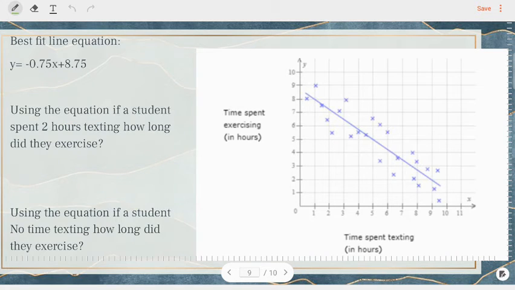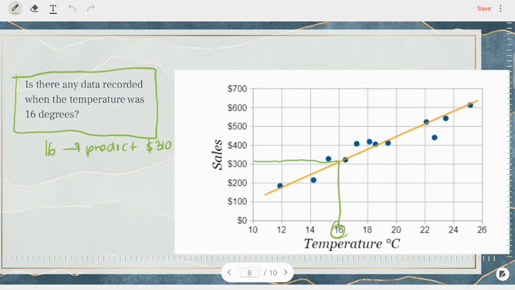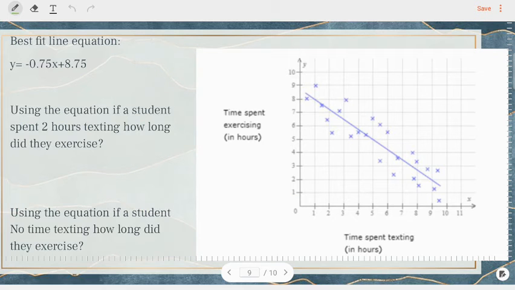Well, sometimes with our best fit lines, we can write equations for them. So what's the slope, and what's the y-intercept? If I look at this example here and notice what information it's telling me, it's talking about the time spent texting and the time spent exercising. So I can see that I've got this negative trend. As I increase the time spent texting, I'm decreasing the time spent exercising.